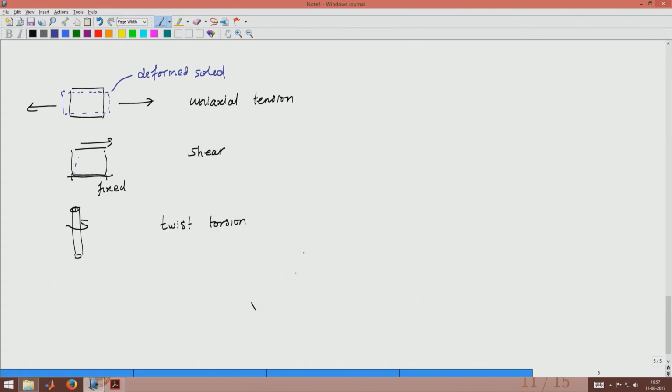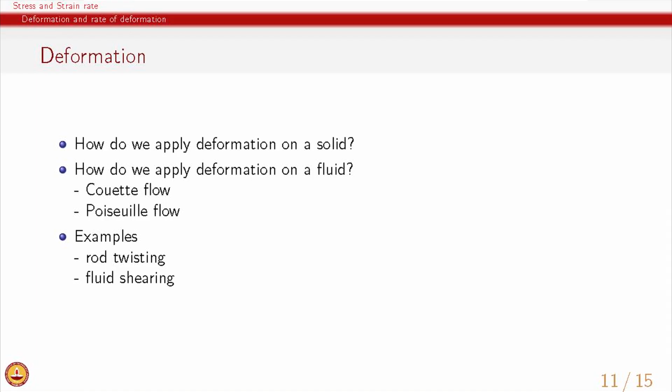Similarly, in this case the deformed solid would be a sheared solid, and in this case the material will get twisted. If I look at it from this side and draw the side as a circle, and draw a line like this, when we twist the material in this direction, the line would have shifted. That is the twist that has been imposed on the material. This is generally the deformation that we apply on a solid, and we see its response in terms of how much it has deformed.